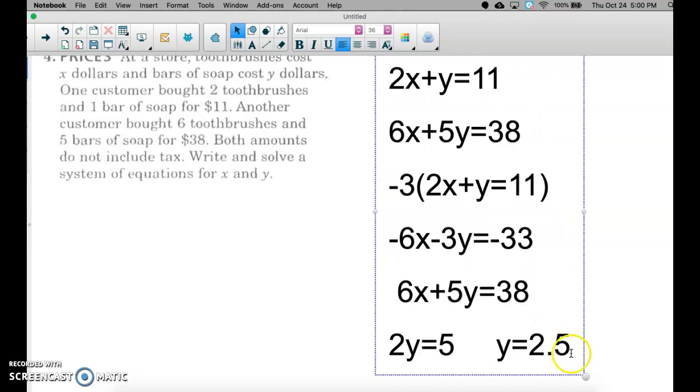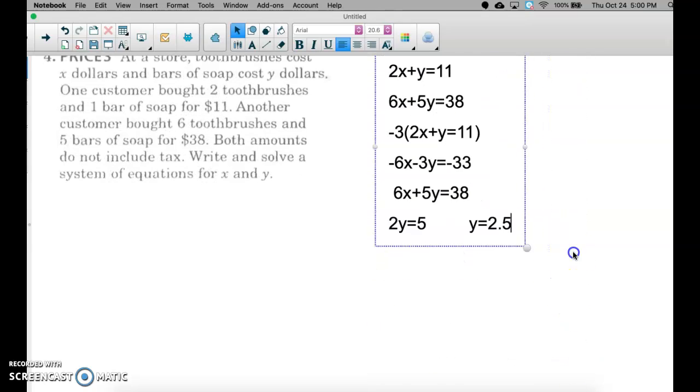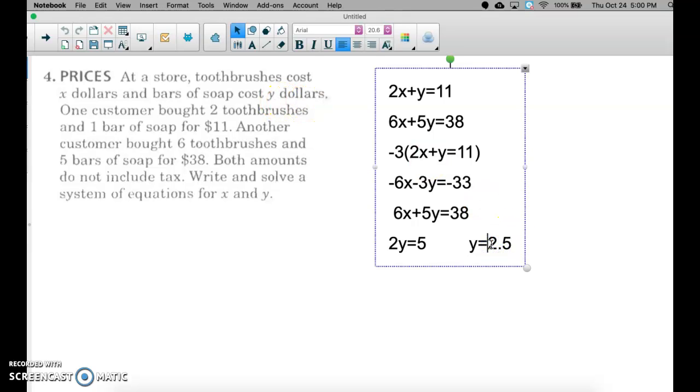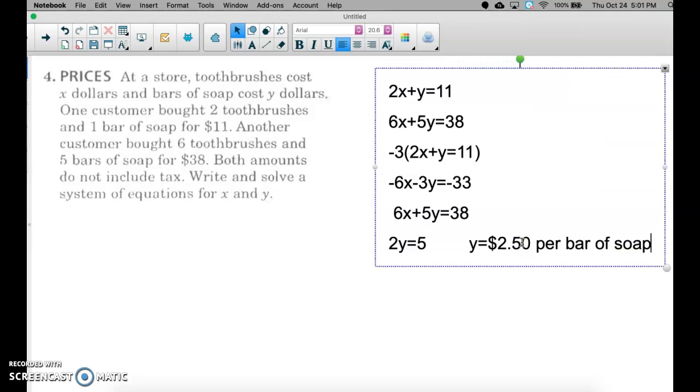A lot of you panicked, you're like, you can't have a half bar of soap or half a toothbrush, but remember, we're talking about prices and cost in dollars. So this is actually going to be $2.50 per bar of soap. So we are okay with the decimal in this case.